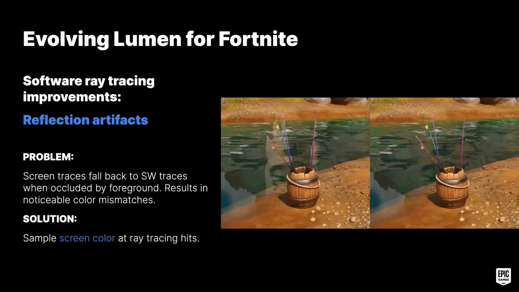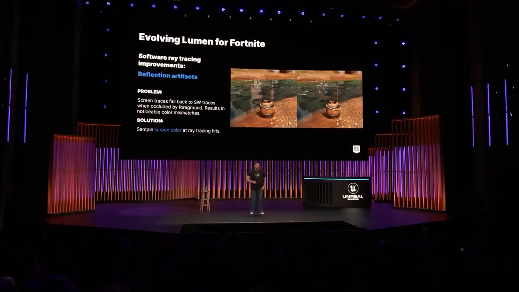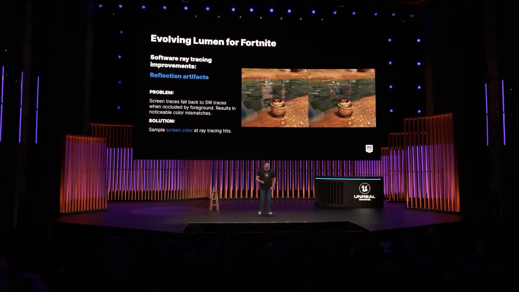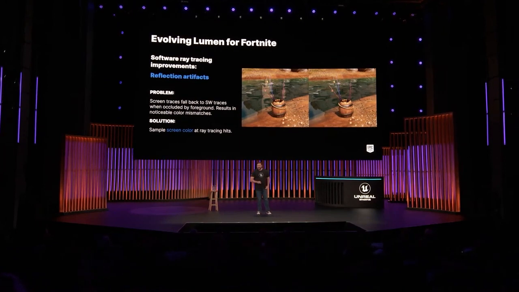One artifact we had to fix was streaking that would occur where screen traces are interrupted by foreground pixels. In this scenario, we fall back to Lumen software traces to continue the trace, which could result in a color mismatch with its neighbors. To resolve this, we sample screen colors at points where a ray is hit on screen, which reduces the mismatch.